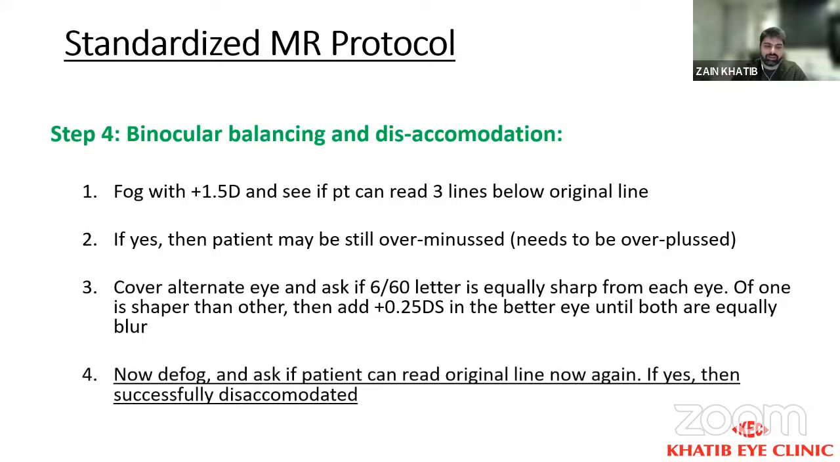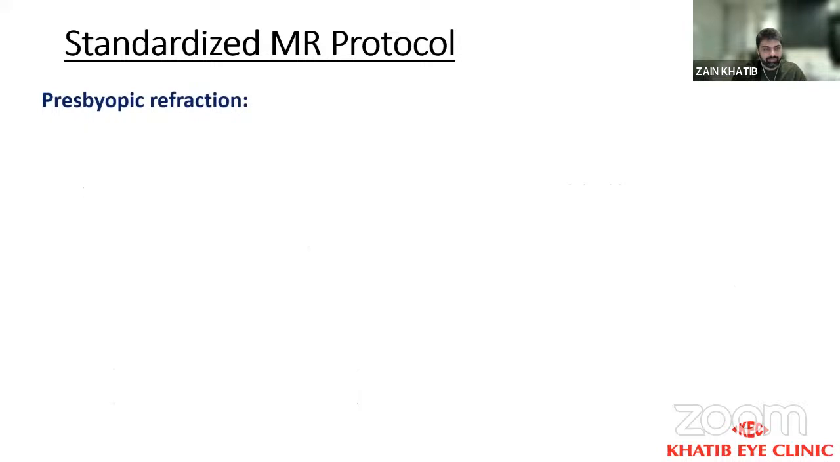And once this is done, now you defog, remove the 1.5 and again ask the patient to read the original line they were reading before. And if they are able to read that again, now they are successfully disaccommodated. So this is something where binocular balancing helps to remove the residual accommodation. So that was some of the steps of refraction.